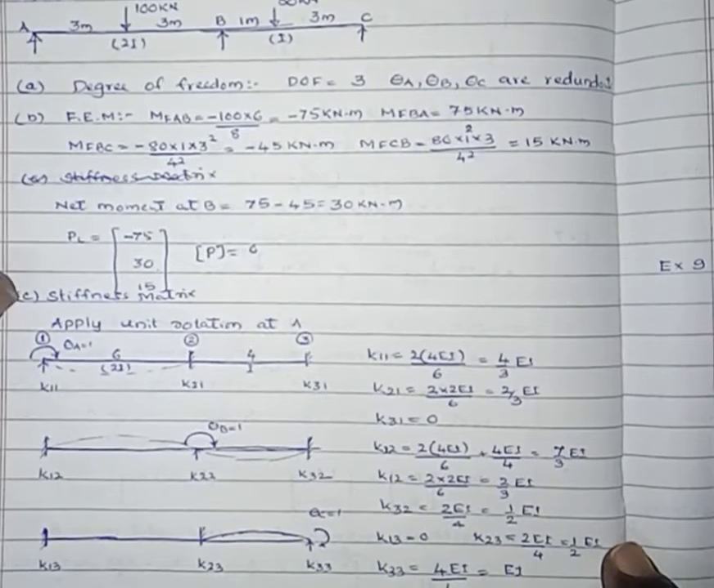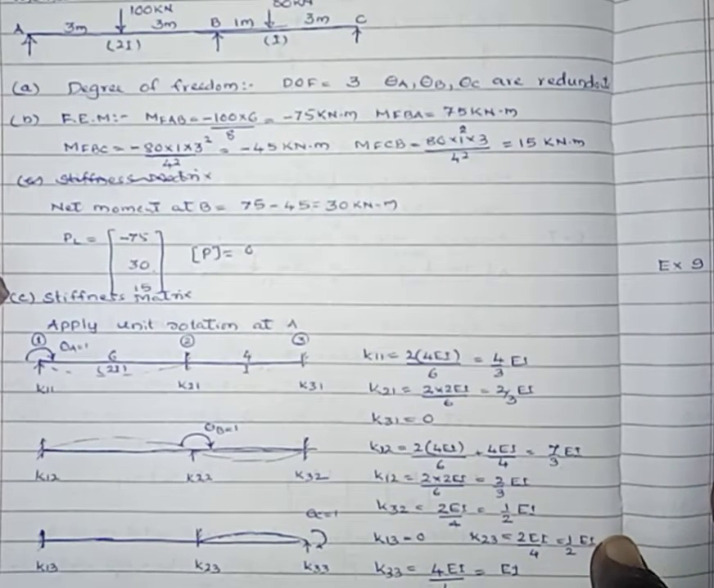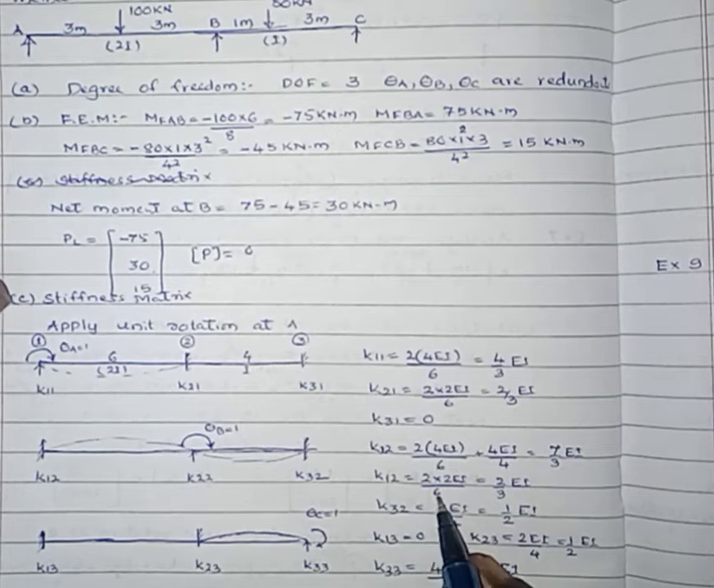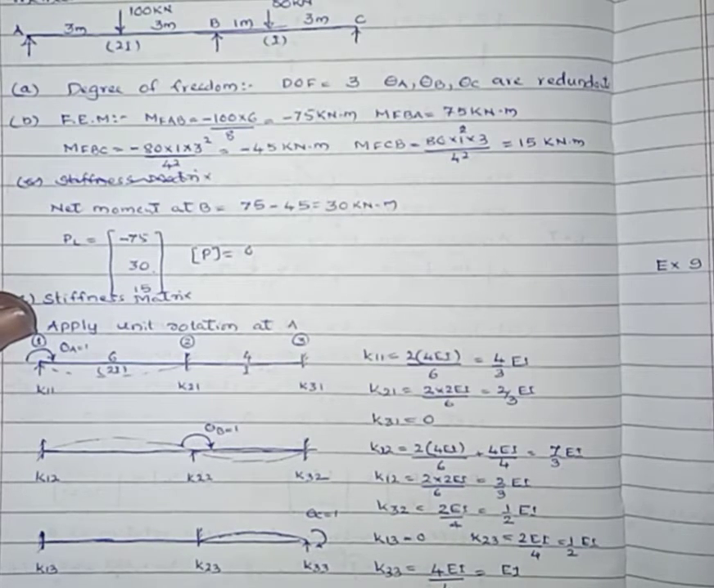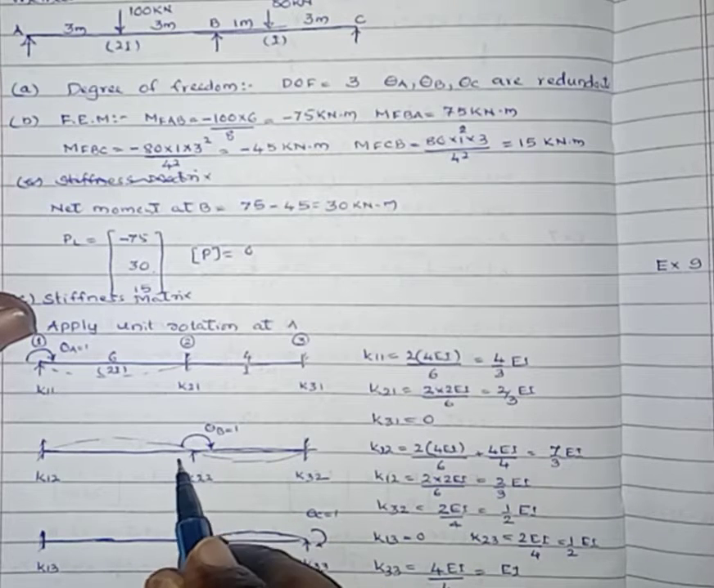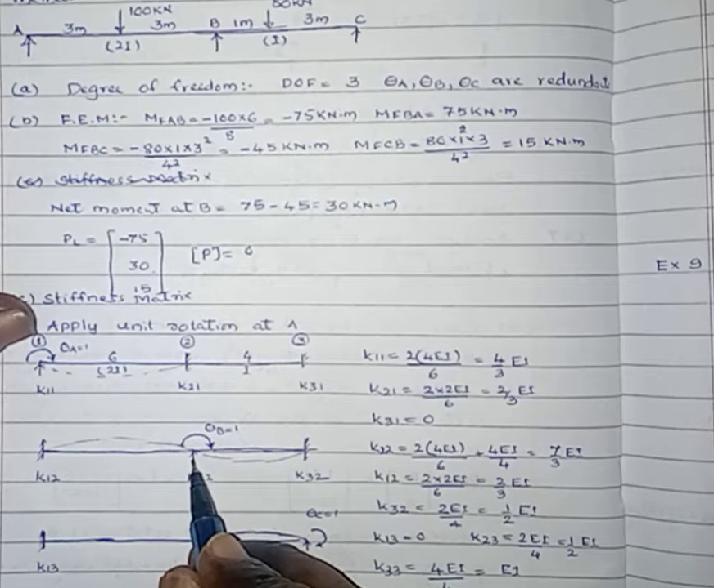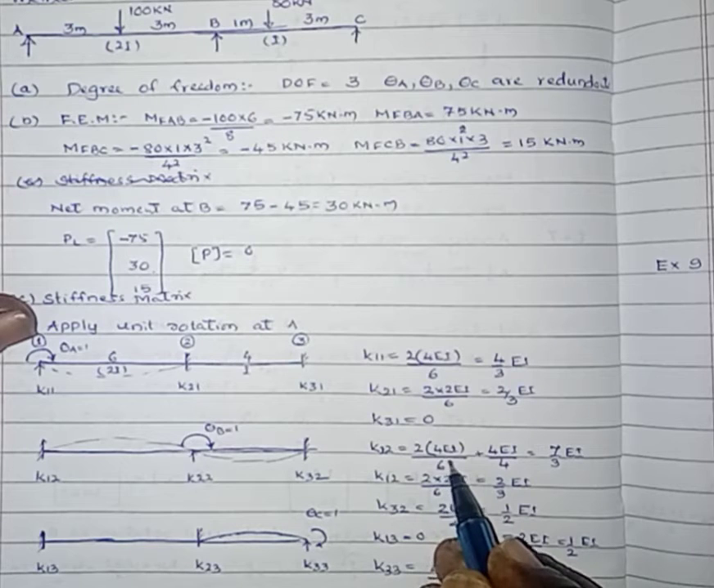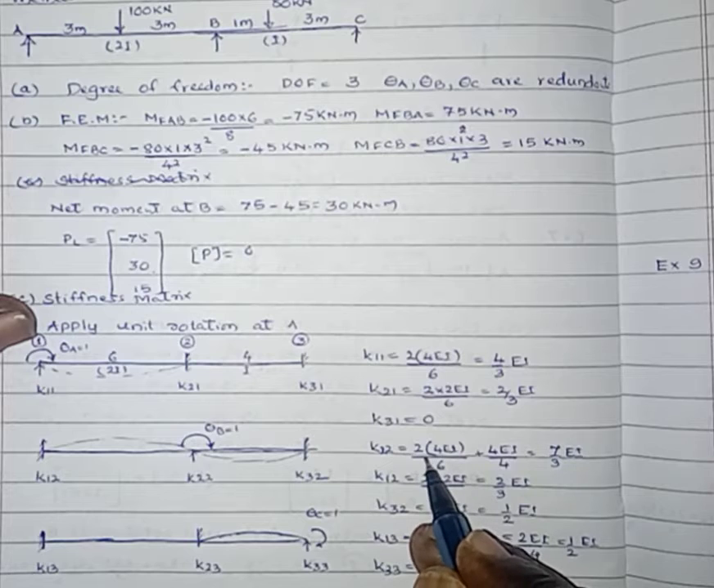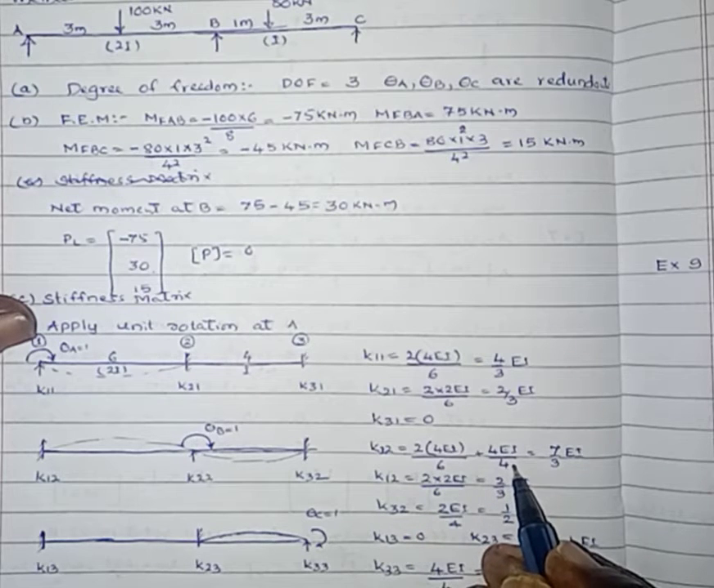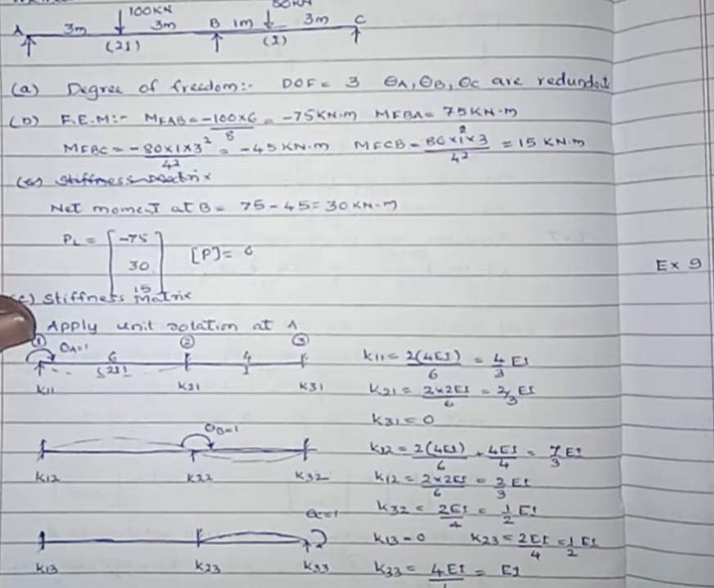theta B equals 1. Then at 2, the stiffness value is, here there are 2 spans connected, one is BA, one is BC. For both, these are the near ends, that is 4EI by L. For span BA, moment of inertia is 2, hence 2 into 4EI by L. For span BC, moment of inertia is 1, that is 4EI by L, that is 4. Then by simplification, you will get 7 by 3 times EI.